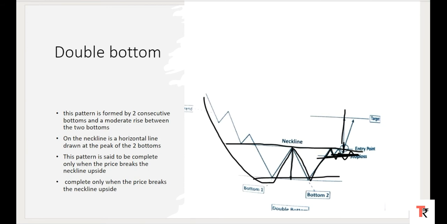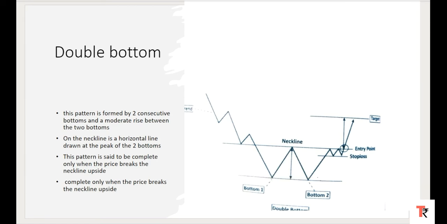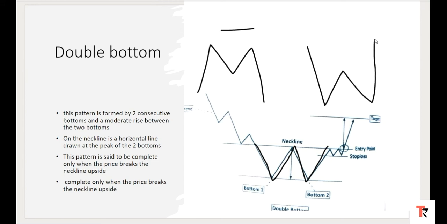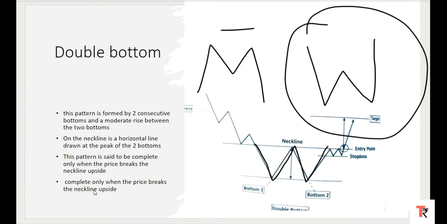So a double bottom would reflect as a letter W sort of. Where the double top reflects just like an M. So this is a double top, and the double bottom would be like a W. So this is how the double top and double bottom would reflect. Let's see on the charts for a better understanding.